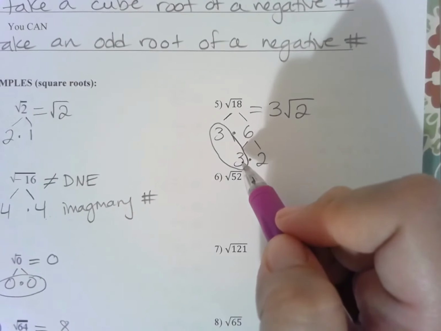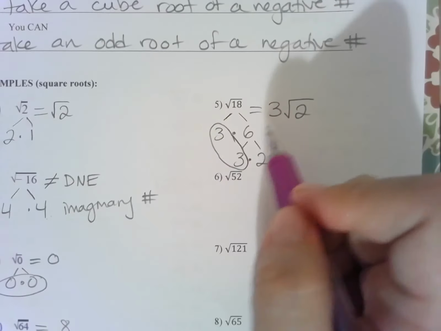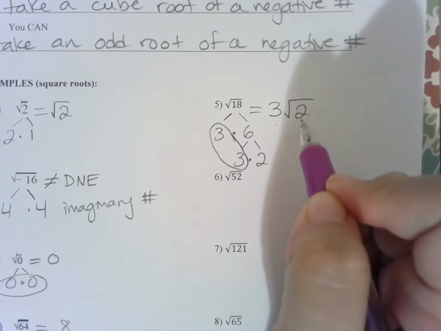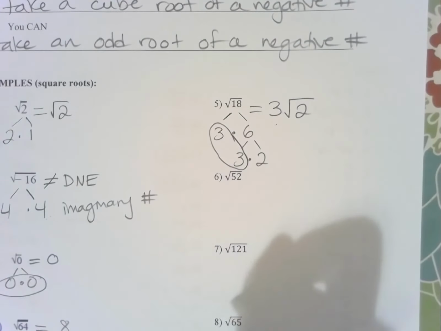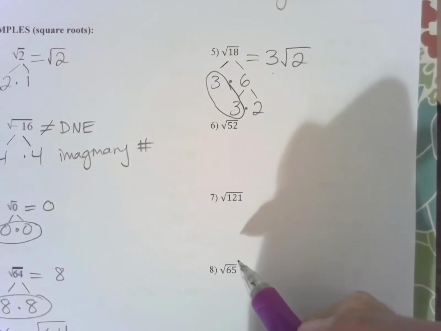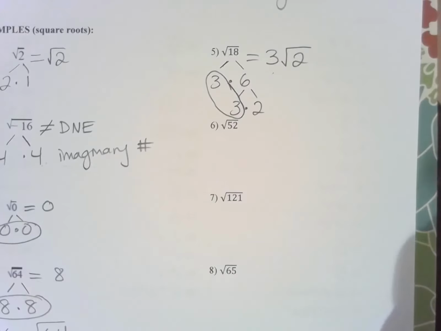Think about it as the 3s want to go outside of the house, and they can because now they have a partner. But the 2's all by itself, so it has to stay in the house. It has to stay in the radical. Okay? I want you to go ahead and try number 6, number 7, number 8. Pause the video and come back to look at the solutions.